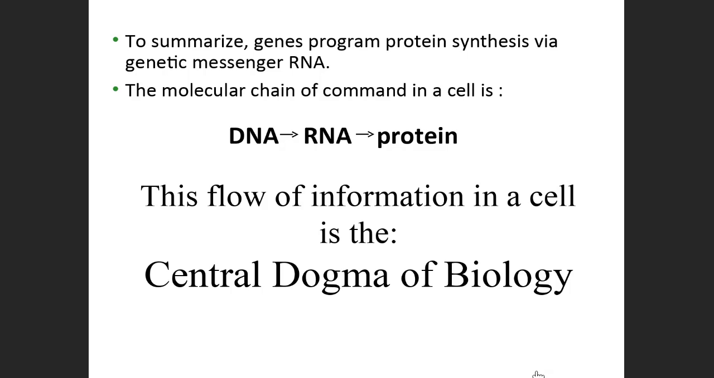So DNA is transcribed into RNA, is translated into protein. The flow of this information in a cell is called the central dogma of biology. So if anyone ever asks you in the future, what's the central dogma of biology? You tell them it's the flow of information in a cell. And the information flows from DNA to RNA to protein. And for many years, that was it, a one-way flow of information.